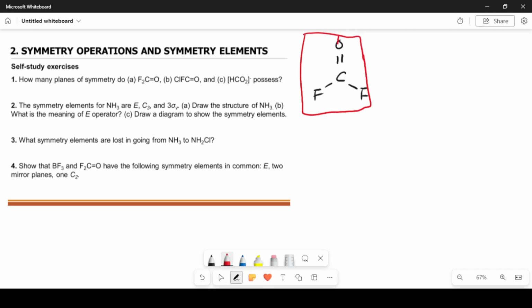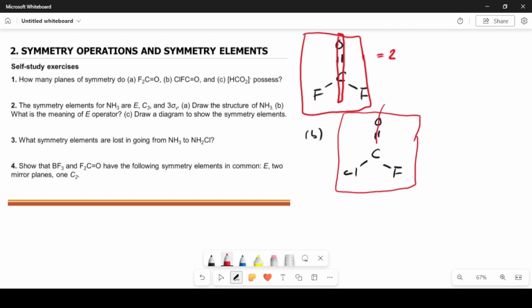And here, how many? 2. What about the letter B? So, the substituents are C double bond O, Cl, and F. What is our plane of symmetry? Only in the molecule, in the middle. There is none here because they're not symmetric. They contain different bonded atoms. So, this one is 1.